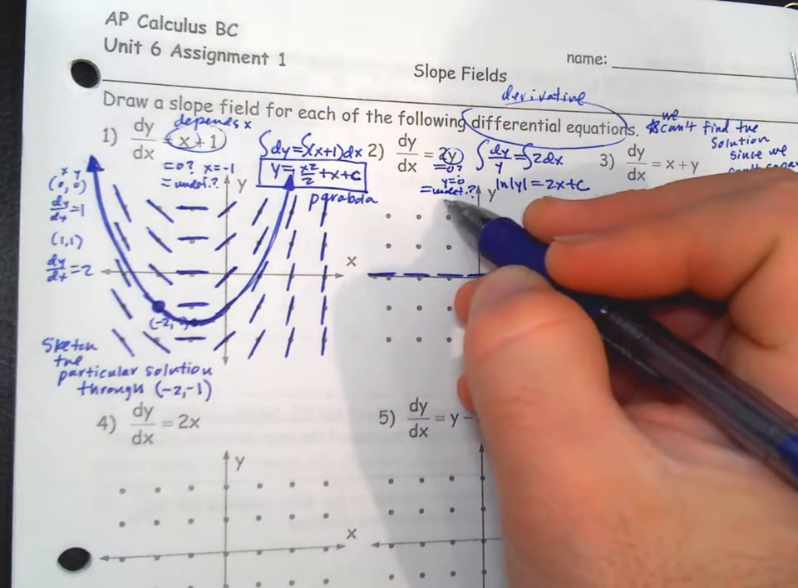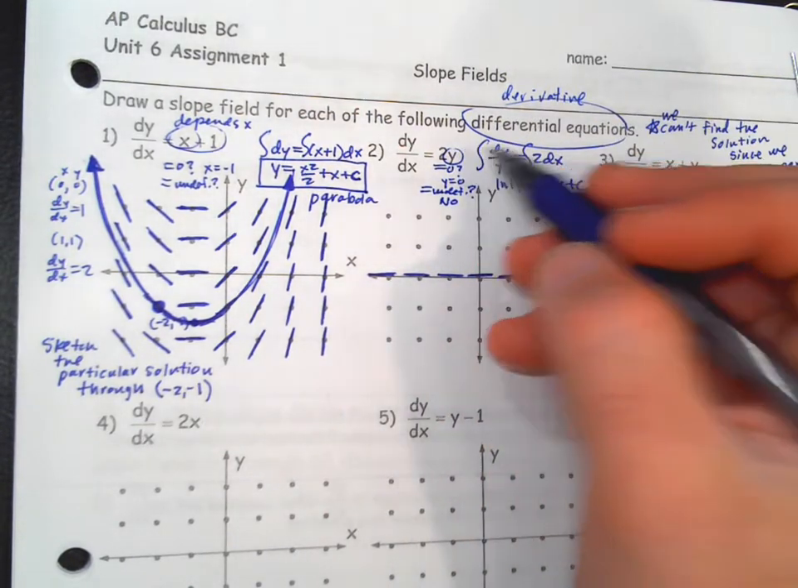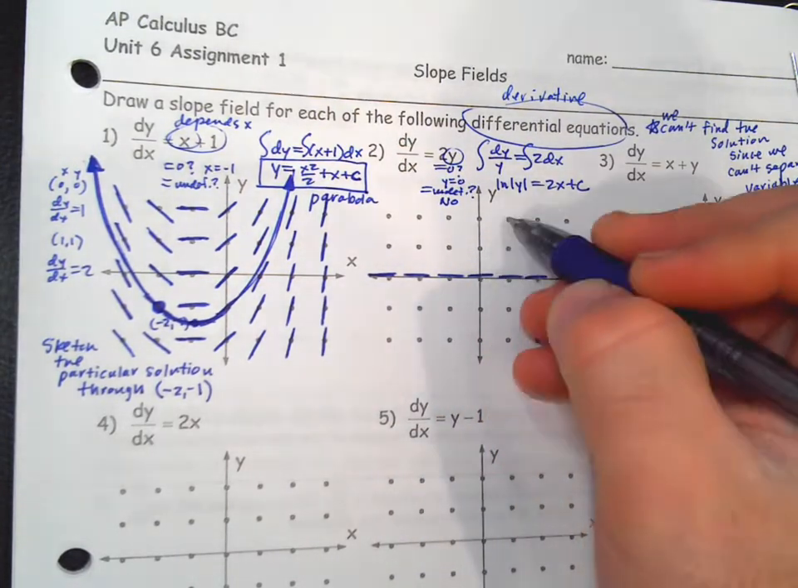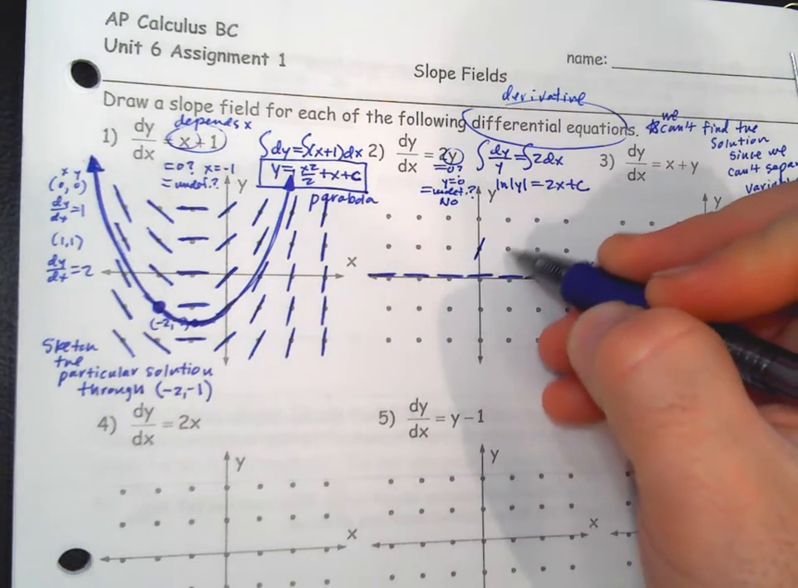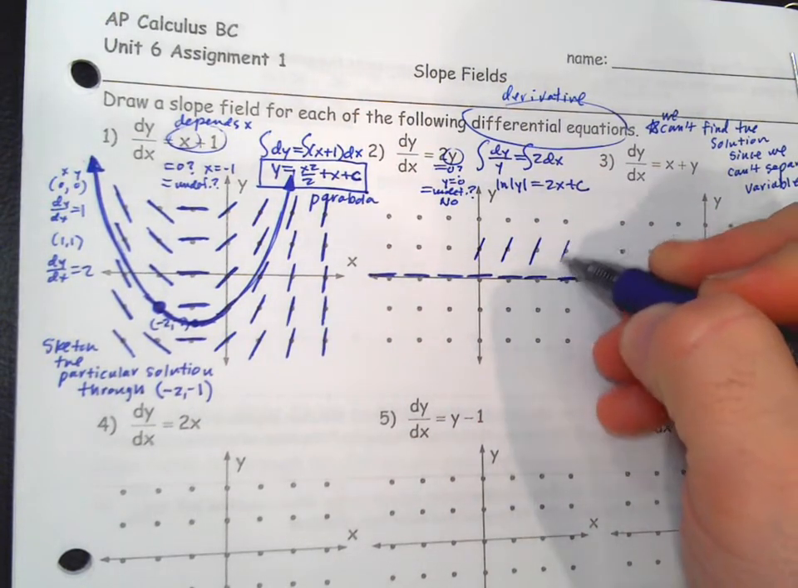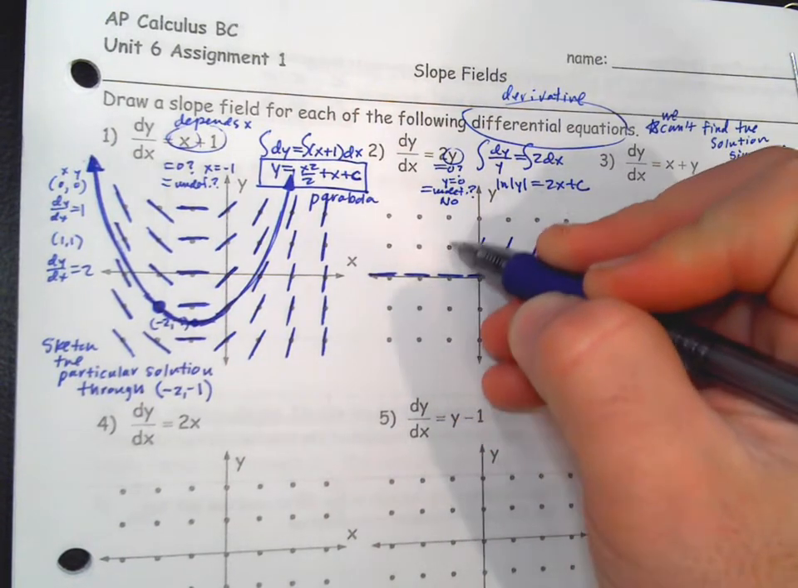Nope. Really just depends on y. So it doesn't matter what x is. If y is 1, the slope is 2. Up 2 over 1, up 2 over 1, up 2 over 1. And I'm always using these other dots to kind of line it up.